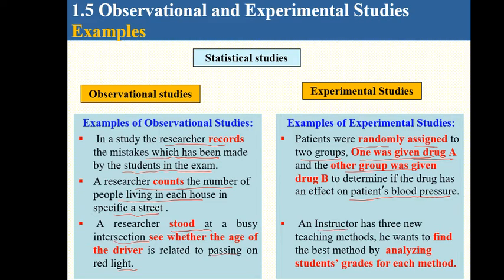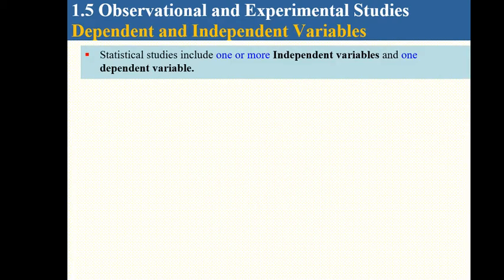And here, an instructor has 3 new teaching methods. He wants to find the best method by analyzing students' grades for each method. Here, you're applying your teaching method to students. So you're interacting with students. So this is an experimental study. Now, statistical studies might include independent variables or dependent variables.